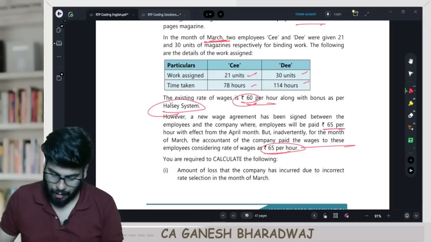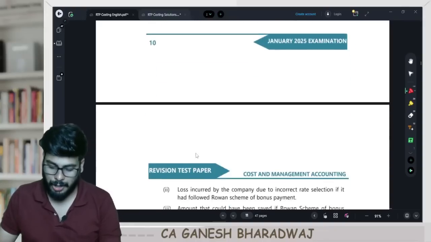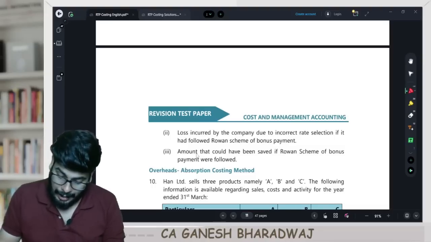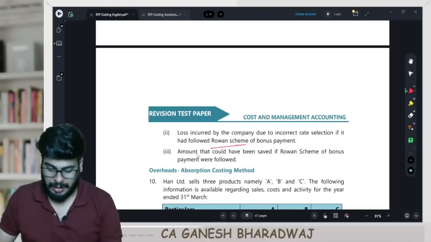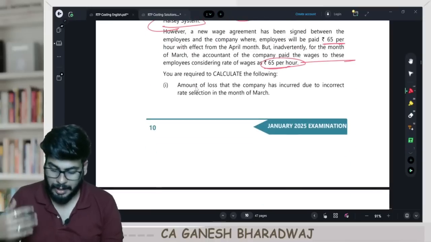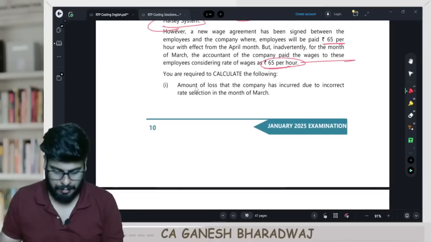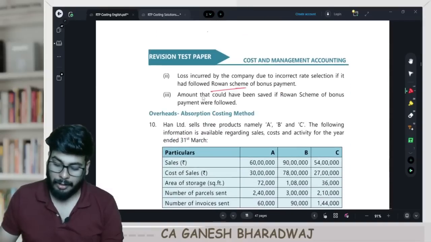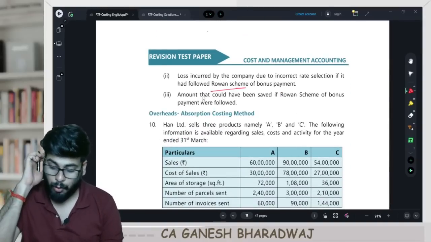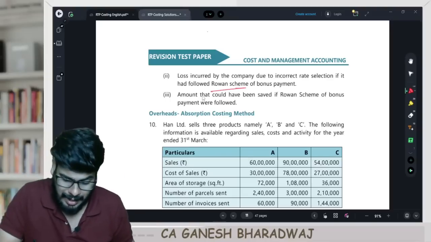You are required to calculate the amount of loss that the company has incurred due to the incorrect rate selection in the month of March. The loss incurred by the company due to incorrect rate selection had it followed Rowan system. So first is what? Loss incurred by the company due to choosing the incorrect rate, upon following Halsey. Currently the company follows Halsey. Now they are asking, do it once again as per Rowan, and the amount that could have been saved if Rowan's scheme of bonus was followed. That is the difference between the two. Clear with this, guys?